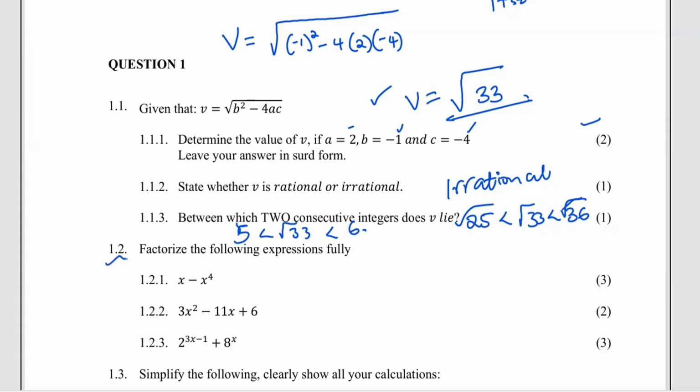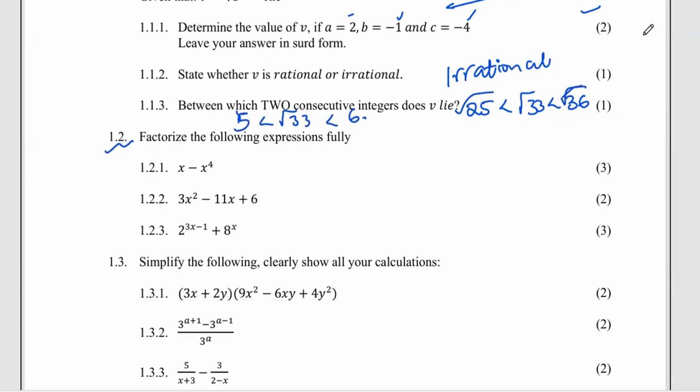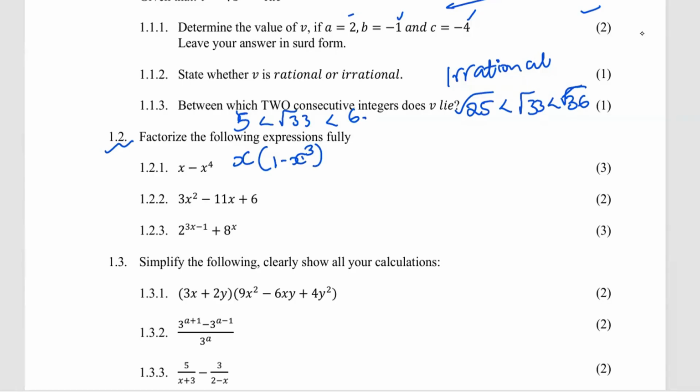Then 1.2, they want us to factorize the following fully. So whenever you're factorizing, remember you're taking out what is common. So what is common here is the x, first of all. Then we have 1 minus x cubed. But then this is a difference of 2 cubes because 1 cubed is still 1. So with that, let's change this.